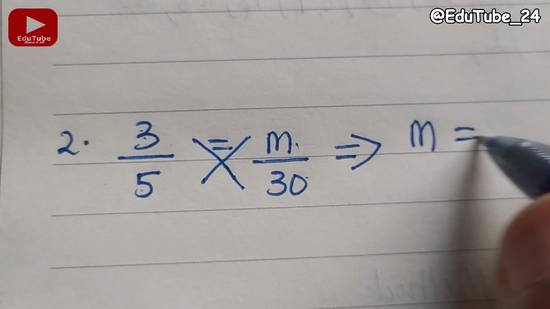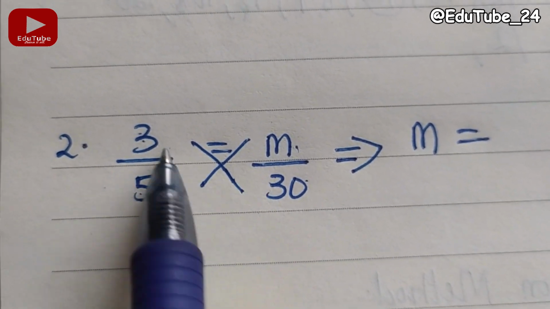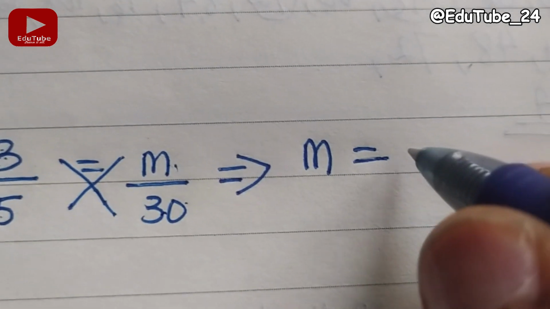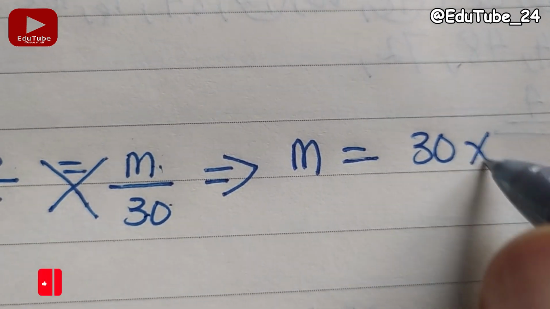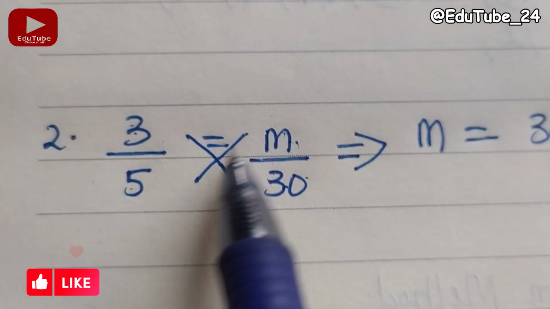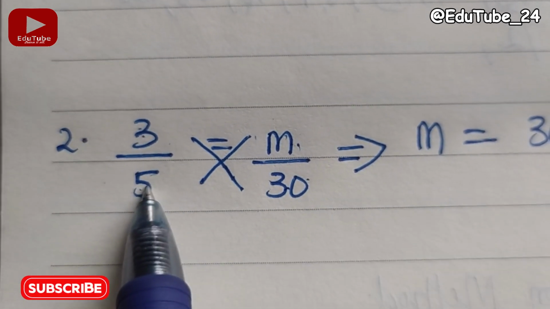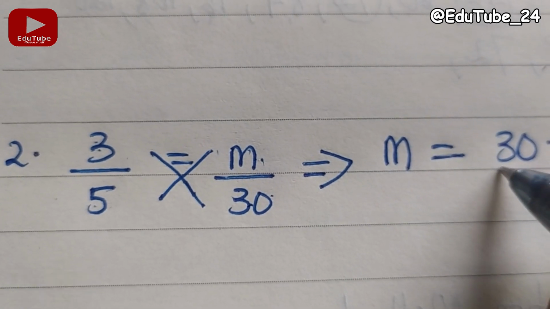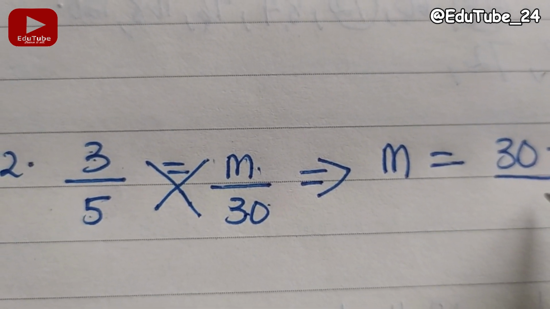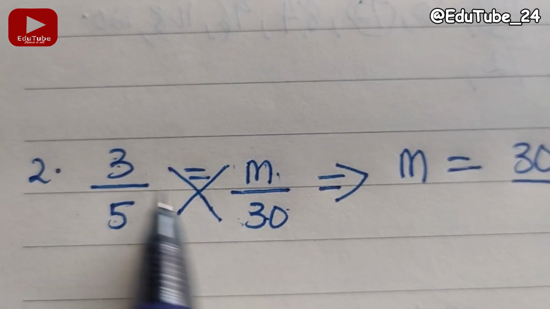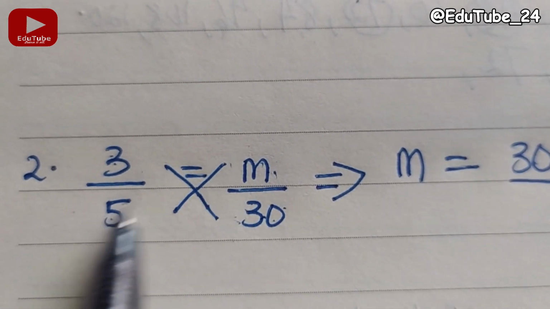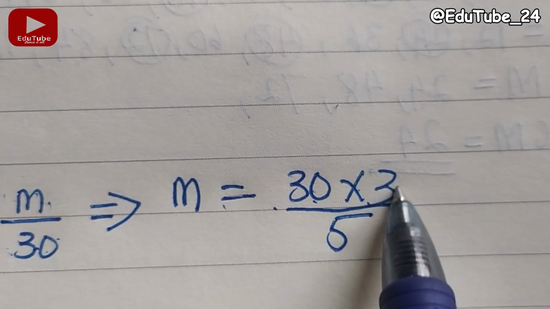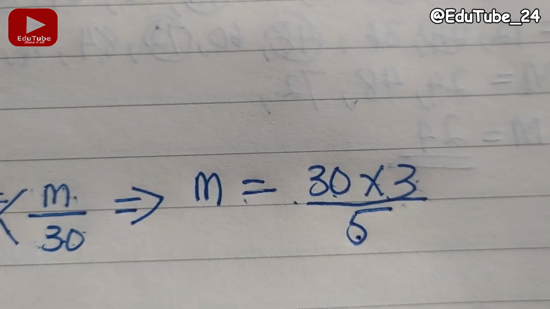So m is equal to, since I'm using the cross multiplication method, it will mean that I'll multiply 30 by 3. So I'm going to write m is equal to 30 times 3. But for the case of m, I'm not going to multiply m by 5. The number that is across from m, which is 5, I will use to divide these ones that I multiply. So m is equal to 30 times 3 divided by 5.